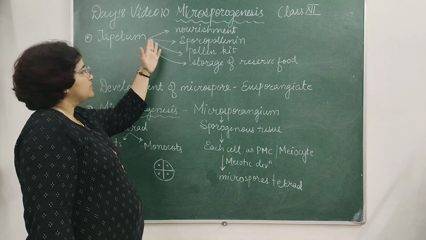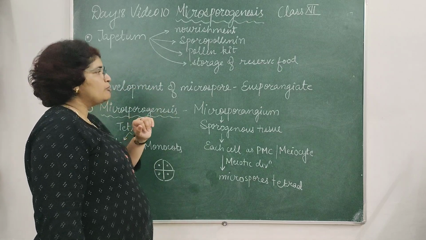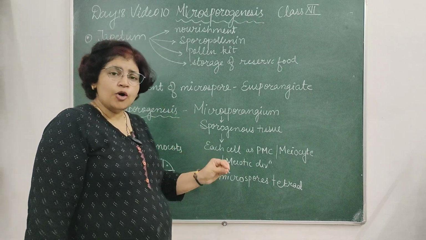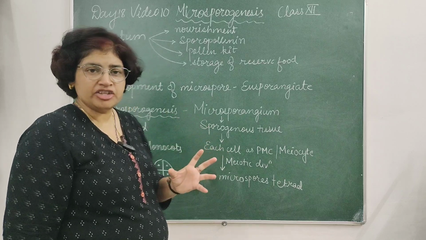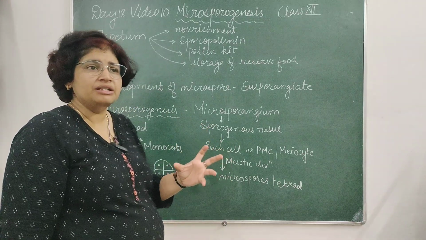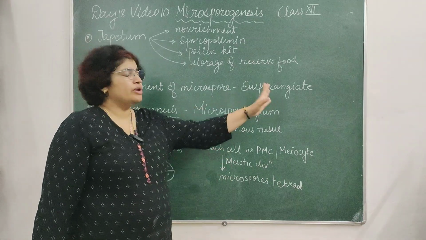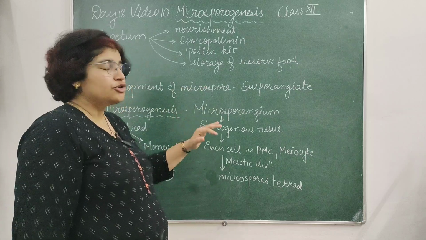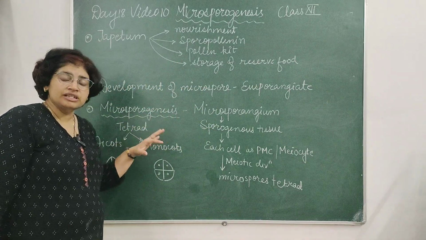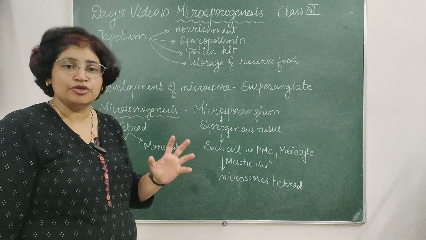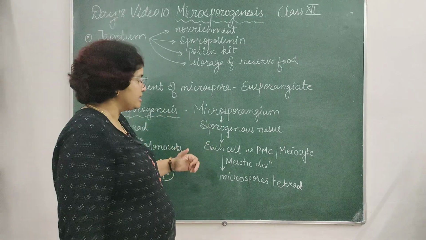Fine. So this is about tapetum. One more thing, as all the microspores are formed inside the microsporangium, such kind of development is known as eusporangiate. Fine. So now we have to study microsporogenesis. Microsporogenesis is the process of formation of microspores from pollen mother cells.